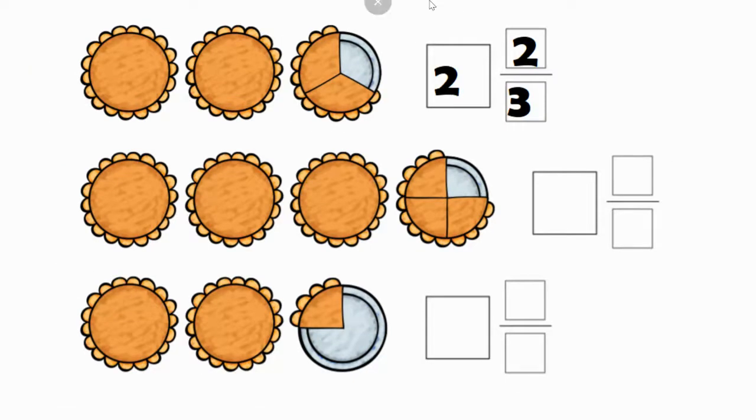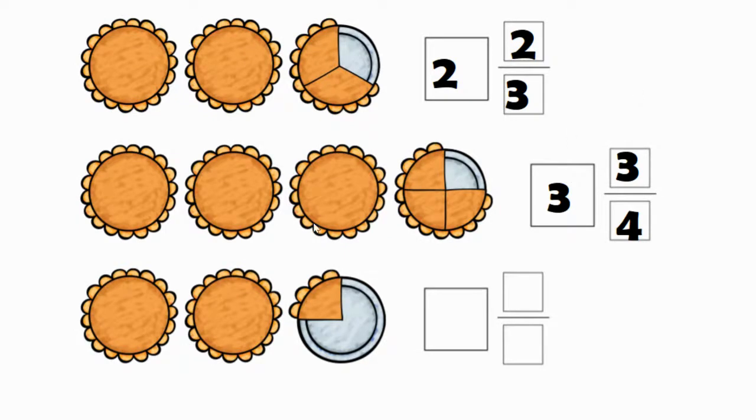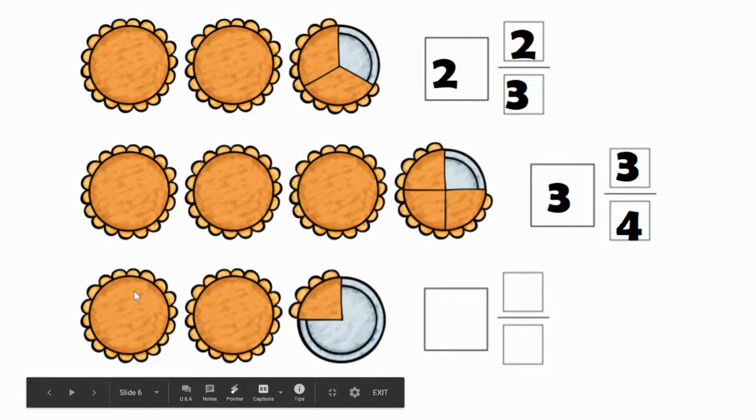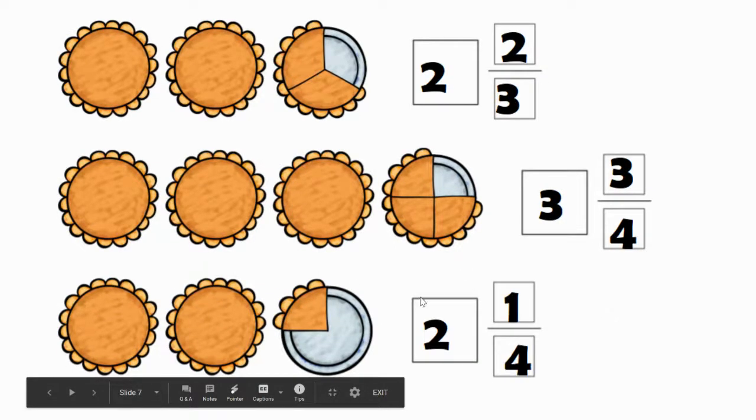All right, so do we see I have 2 whole pies? So the big number would go here. How many wholes do we have? And then we have 2/3 of the third pie. So 2 and 2/3. This one is 3 whole pies and 3/4 of the fourth pie. 3 and 3/4. This one is 2 whole pies and 1/4 of the third pie.